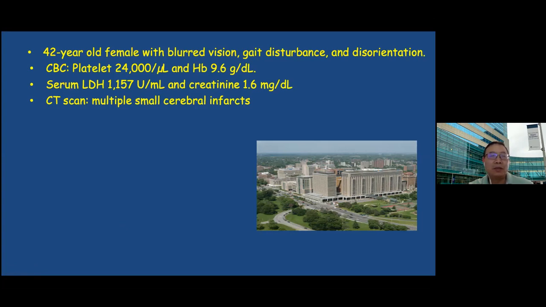A 42-year-old woman came to the hospital with blurred vision and gait disturbance, and then she became disoriented. In the emergency department, the platelet count was low, 24,000, and hemoglobin was also low. The LDH was very high, and the creatinine slightly elevated. Because of the neurologic symptoms, a CT scan was done and found a lot of small brain infarcts, so the patient was admitted at the time.